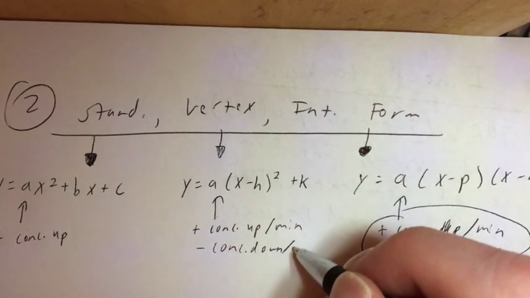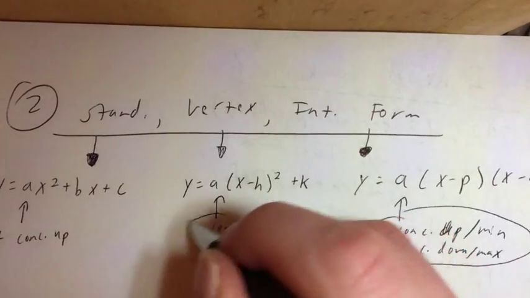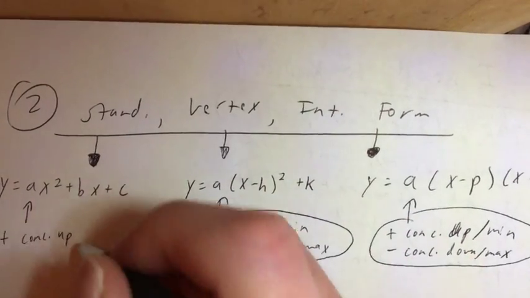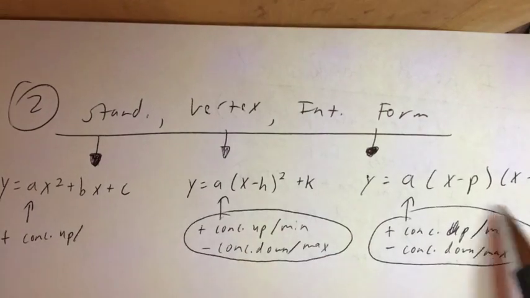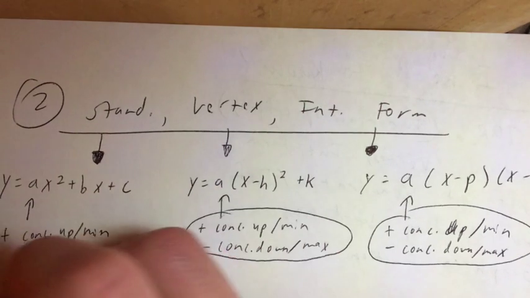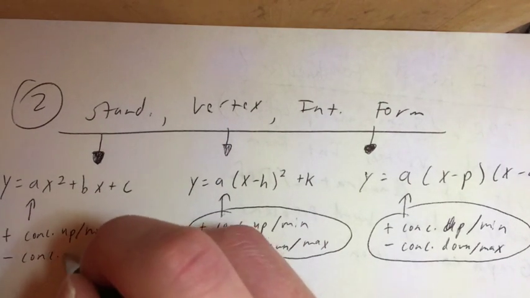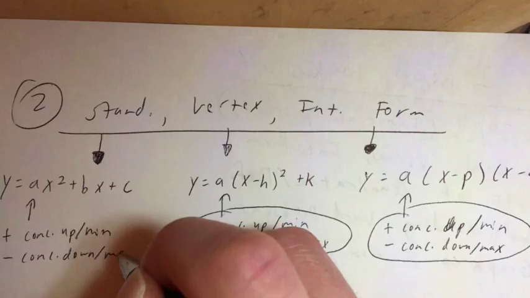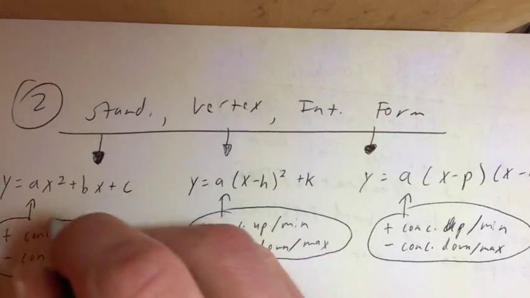Now, the other thing I'm going to talk about real quick is I think we kind of know how to use our A, B, and C for this, but on the vertex form and the intercept form, we still seem to have a little bit of difficulty figuring out what's what and what letters mean what.